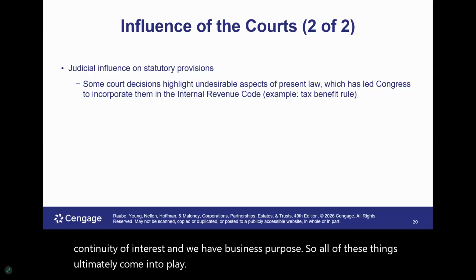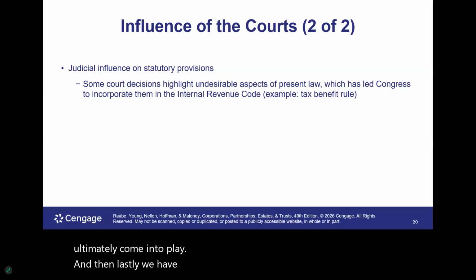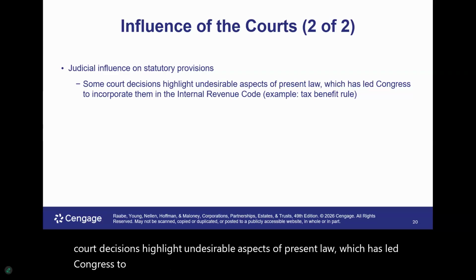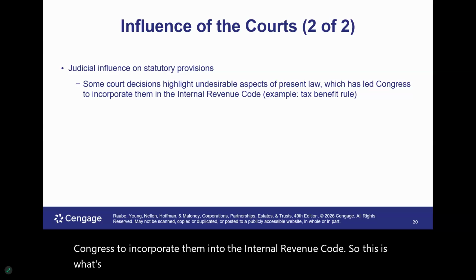And then lastly, we have judicial influence on statutory provisions. Some court decisions highlight undesirable aspects of present law, which has led Congress to incorporate them into the Internal Revenue Code. So this is what's called the tax benefit rule.